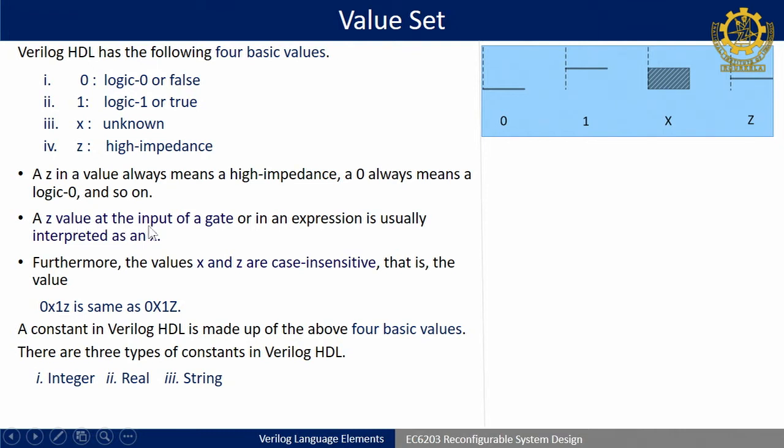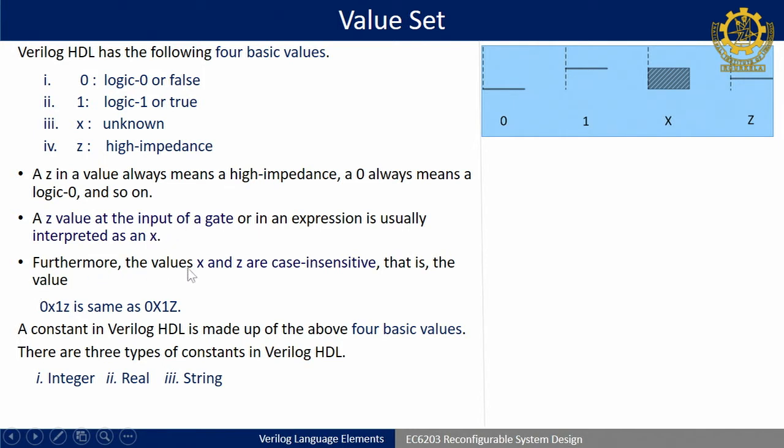A Z value at the input of a gate or an expression is usually interpreted as an X. So, if there is a gate and by chance one of its inputs is connected after a tri-state logic, that Z will be treated at the output as an X, do not care, because the gate does not know what the input is, it is in Z. It does not get any valid 0 or 1. So, it will term the output as an X, that is do not care.